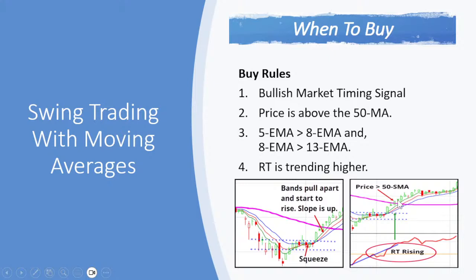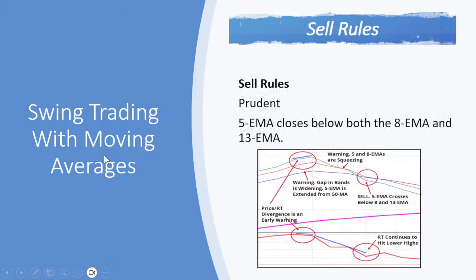Okay? Following day on confirmation. We want to make sure the price rises higher than the close of your trigger candle before you take the trade. All right, so here are the sell rules. The sell rule is pretty simple. 5-day EMA closing below both the 8 and the 13. That is your last line in the sand.